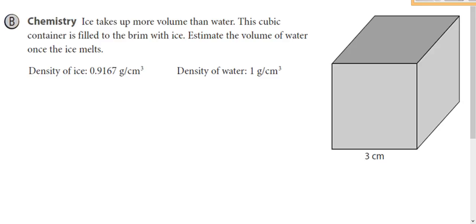So here we're going to find the volume of water once this ice cube melts. It says ice takes up more volume than water. So when it melts, it's going to be a little bit less. So whatever the volume is here, the water will be a little bit less. So we can first find the volume of this ice cube. It is a cube, so it's 3 by 3 by 3. 27 cubic centimeters.